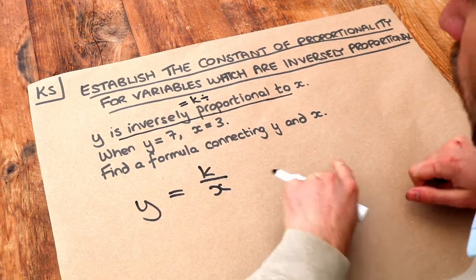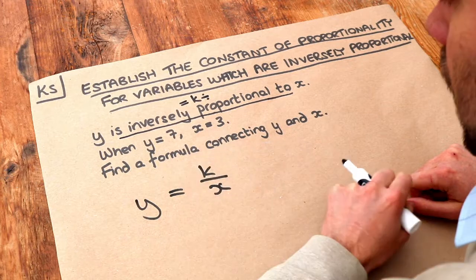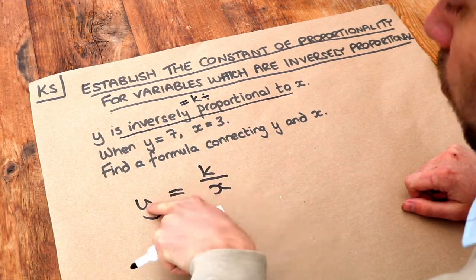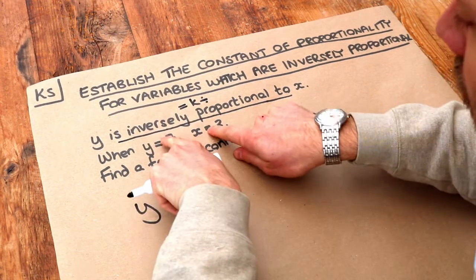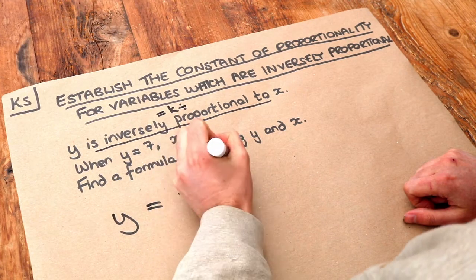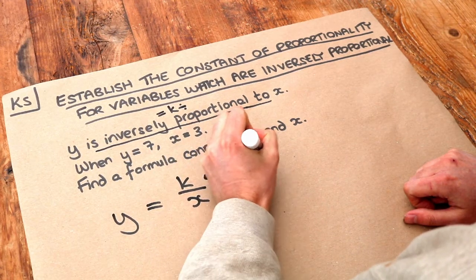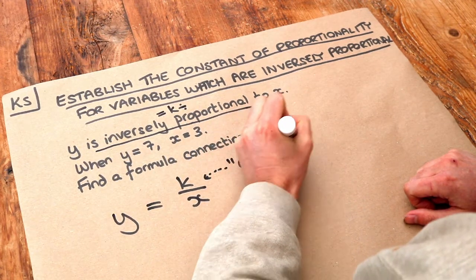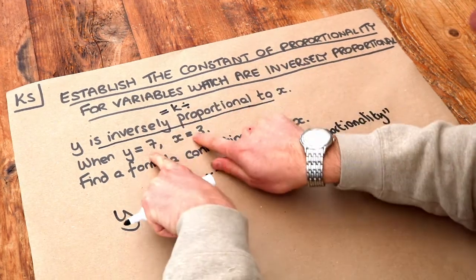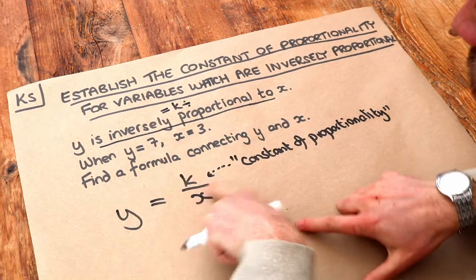And then we can use the values that we are given here to work out what k is, because k we don't know. x and y are variables and we can set them to different values like 7 and 3, but k is going to be some fixed quantity, and that we saw in the previous video is known as the constant of proportionality. So let's use the values that have been supplied here, y is 7 and x is 3, to work out what that k is.